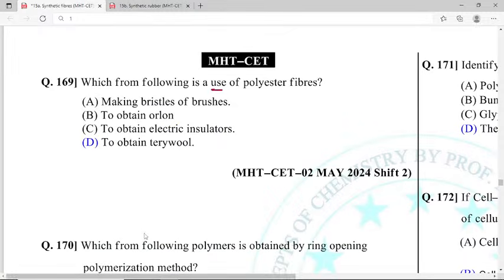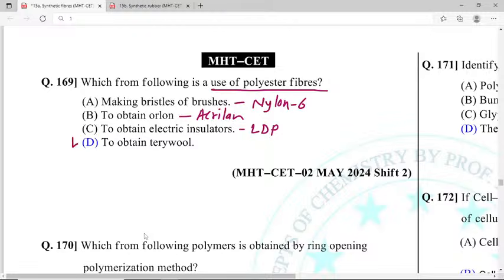Which of the following is a use of polyester fiber? Making bristles of brushes, nylon 6 is used. To obtain Orlon, that's acrylan. To obtain an electrical insulator, LDP, low density polythene. To obtain terry-wool, yes, it is terylene. Terylene plus wool is called terry-wool, a polyester fiber.